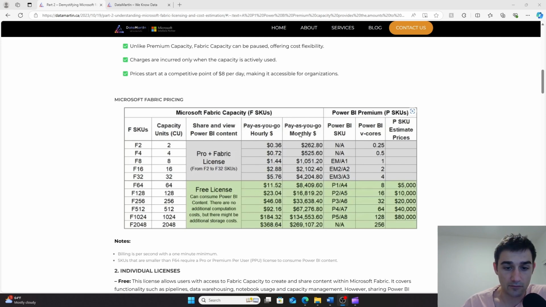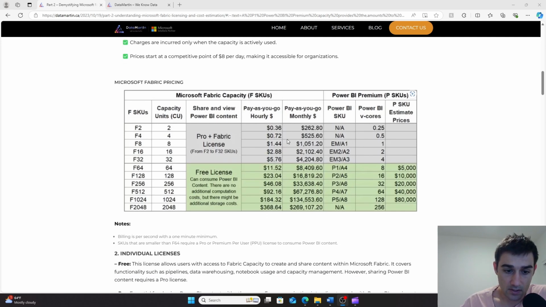Well, actually, not if you were to leave them running full time. And they have a couple of notes here. Billing is per second with a minimum of 1 minute, and then SKUs that are smaller than an F64 require a Pro or Premium Per User license to consume Power BI content, which is important. As you can see here is the hourly cost of running these Fabric capacities.